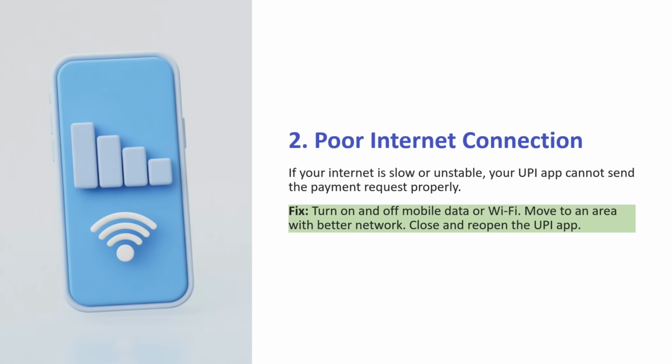Second one is poor internet connection. If your internet is slow or unstable, your UPI app cannot send the payment request properly. The fix is to turn mobile data or Wi-Fi off and on and move to an area with better network. Close and reopen the UPI app.